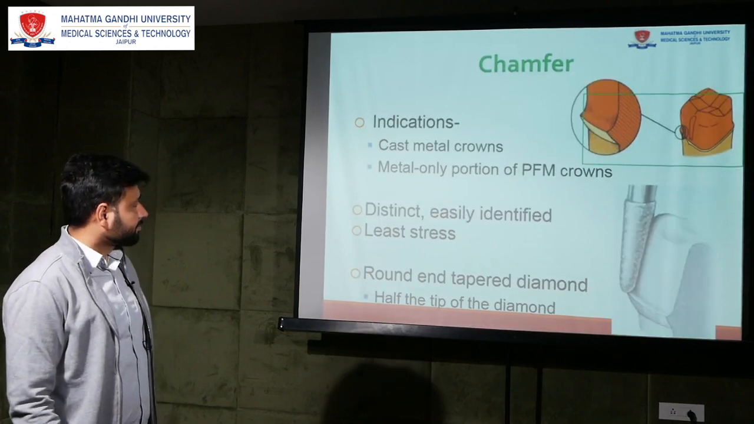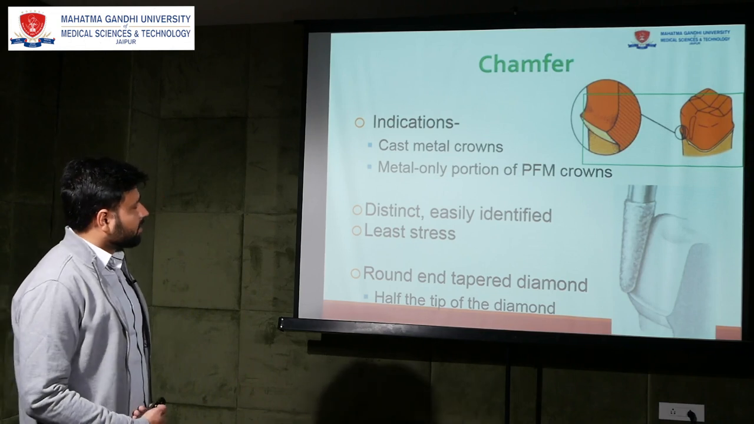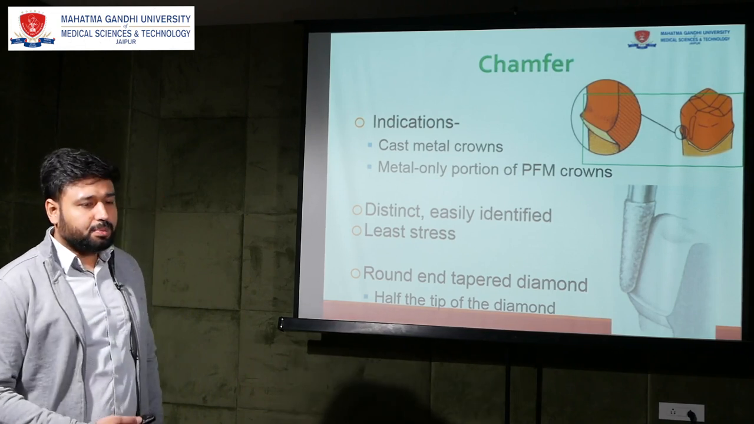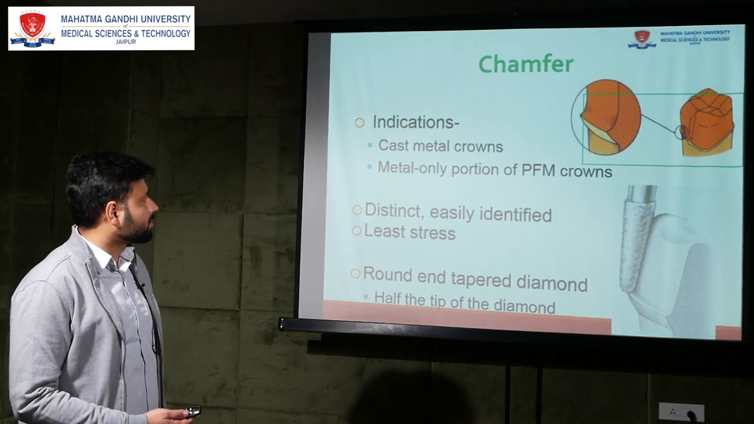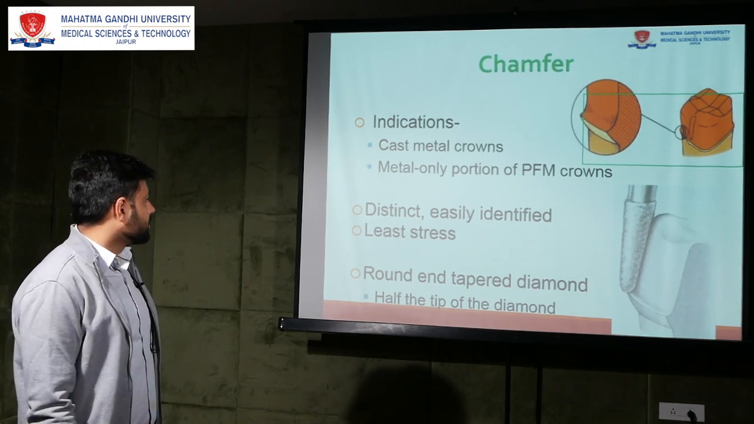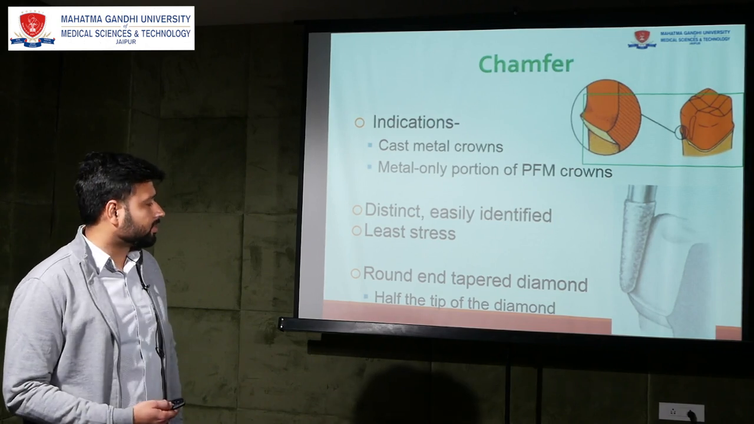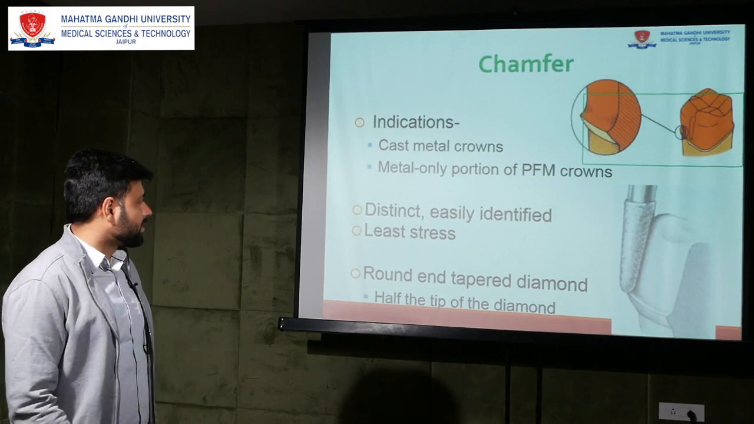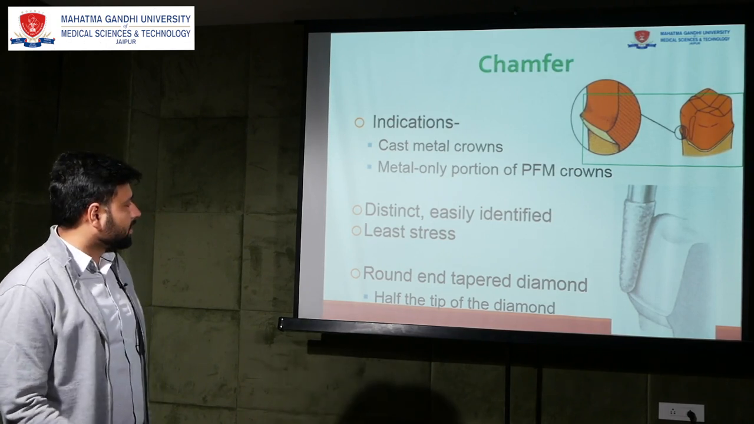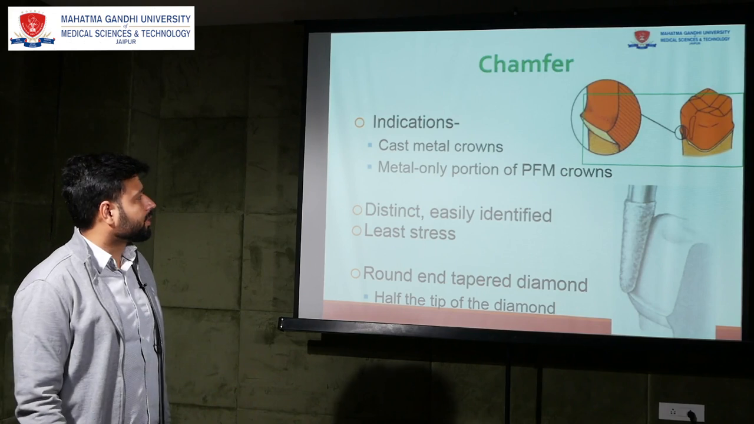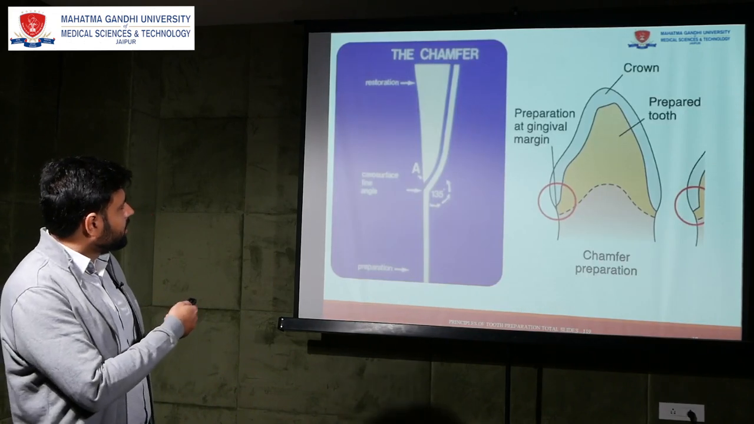bevel shoulder. Starting with the chamfer finish line, the indication of this finish line is cast metal crowns, because we can finish these crowns in shorter dimensions, and the metal-only portion of PFM crowns. The chamfer is distinct, easily identifiable and has the least stress. The round and taper diamond is used for preparation of this finish line, and we should incorporate half the tip of the diamond. This is a diagram showing how a chamfer finish line ends up.